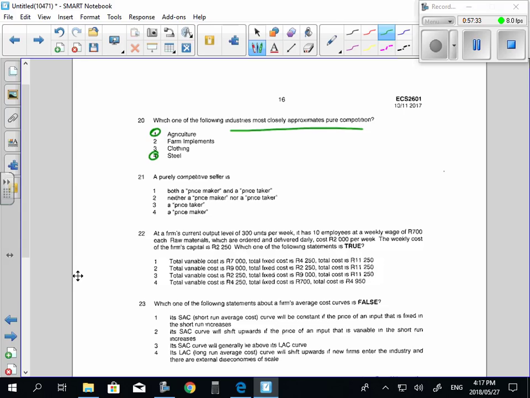21, a purely competitive seller. Remember, in perfect competition, buyers and sellers are price takers. The forces of supply and demand settle on the price of the product, and then the producers and consumers have to accept that price. Okay.